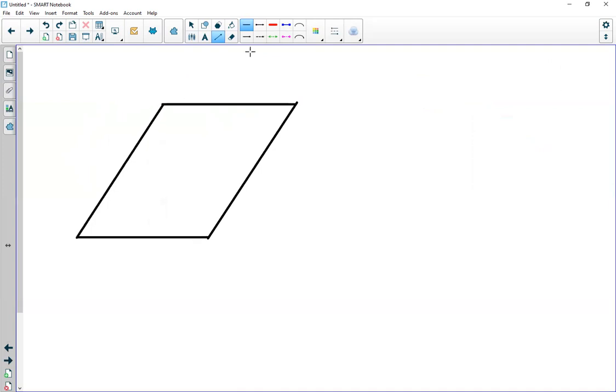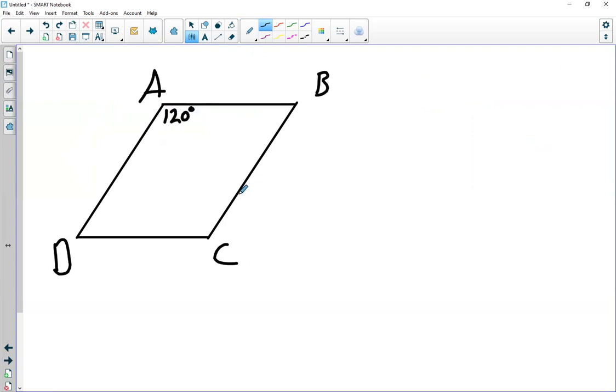Done. A, B, C, D. This one is going to be 120 degrees. And in this question, I'll ask you, give me angle B, angle C, and angle D. Okay.